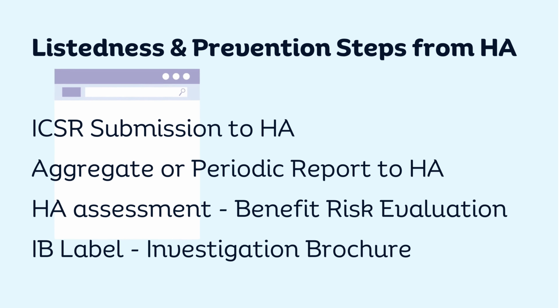Let's understand the listedness topic along with health authority assessment and prevention steps. Let's assume our drug is in phase 3 now. As per health authority expectation, apart from the individual case safety report, the company needs to submit a periodic safety or aggregate report every 6 months, starting from phase 1. During such instances, the health authority will review and perform a risk-benefit evaluation.